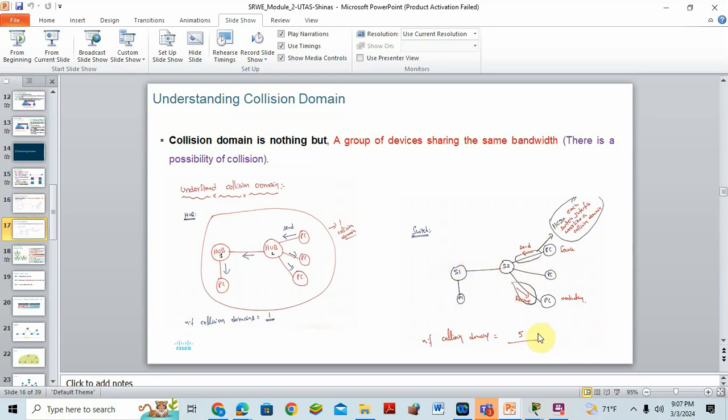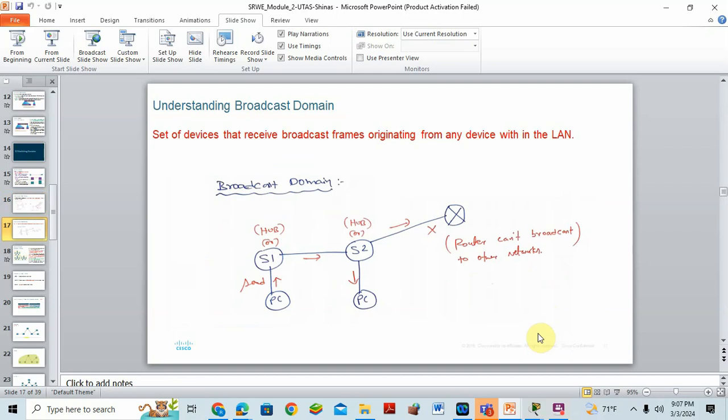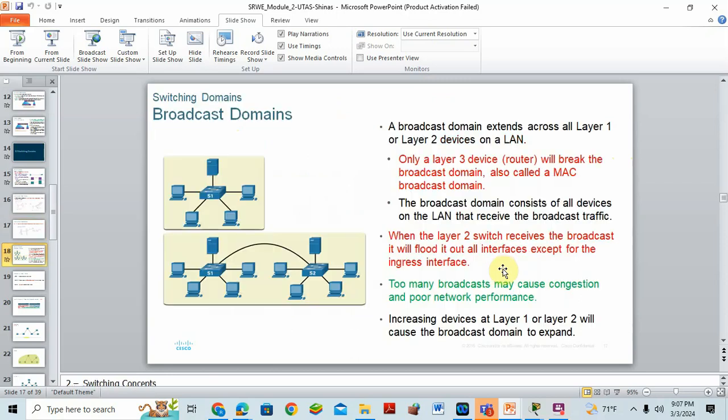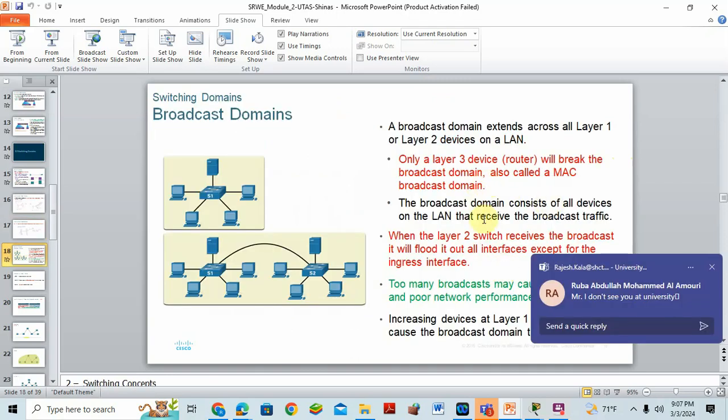Okay, clear? Broadcast domain means the set of devices that receive the broadcast frames originating from any device. So the devices which receive a broadcast are called a broadcast domain. Okay, a router will not forward broadcasts. Now we go for some points. Okay, layer 3 device.